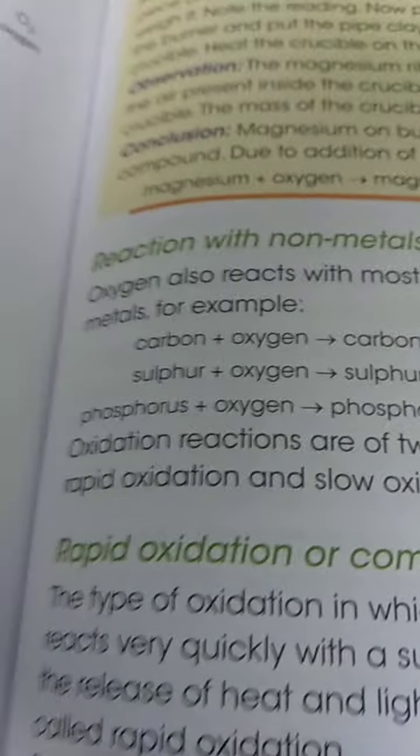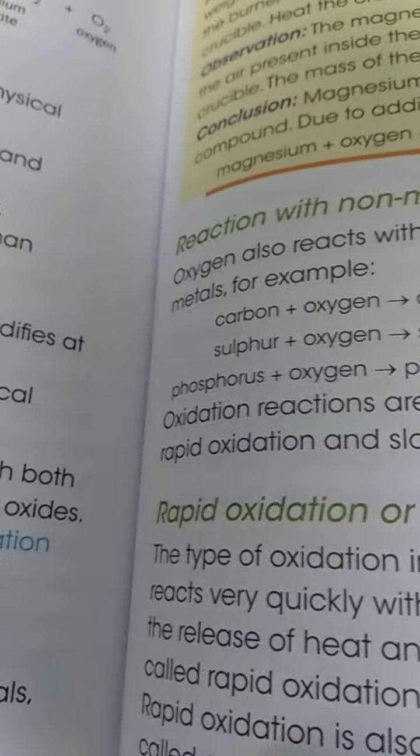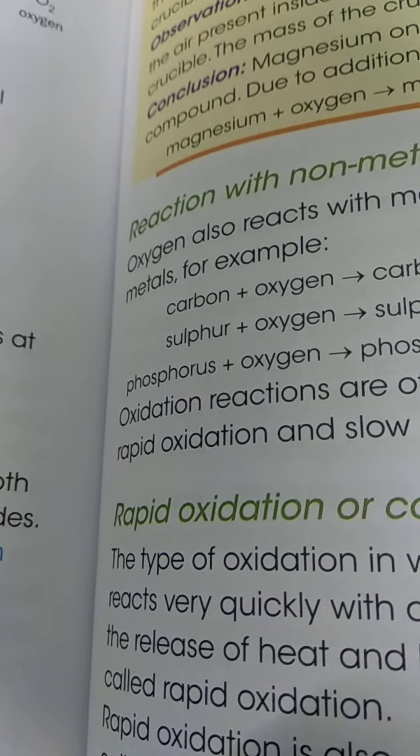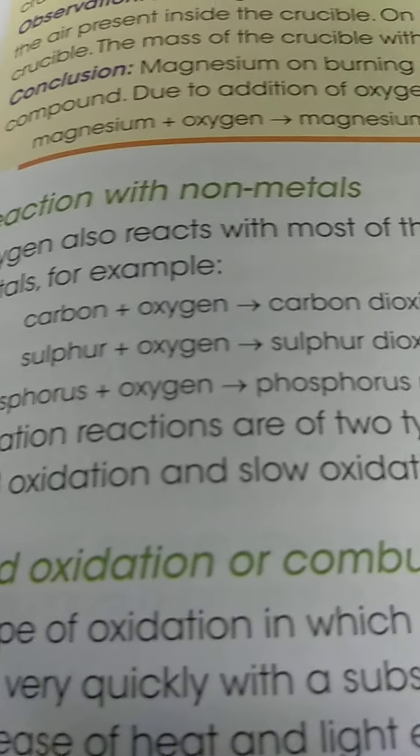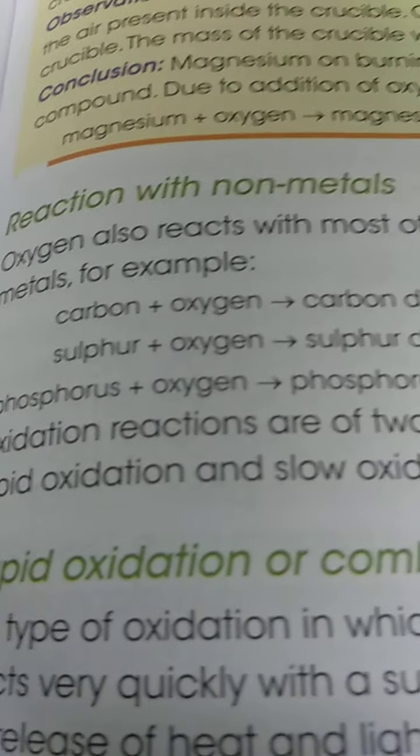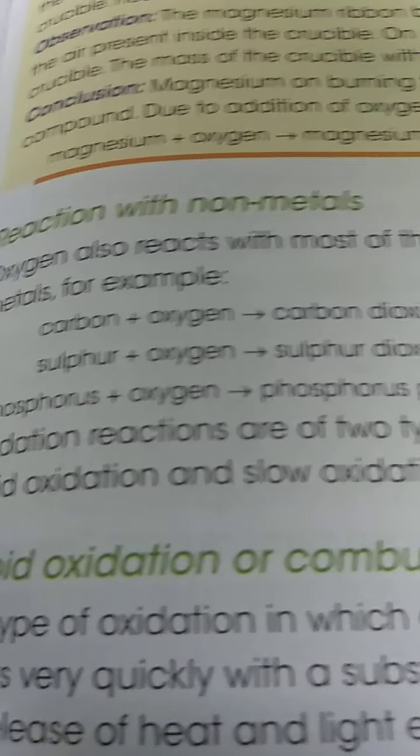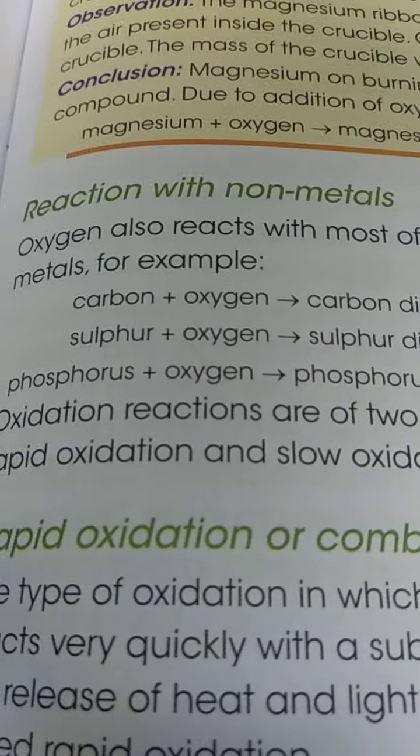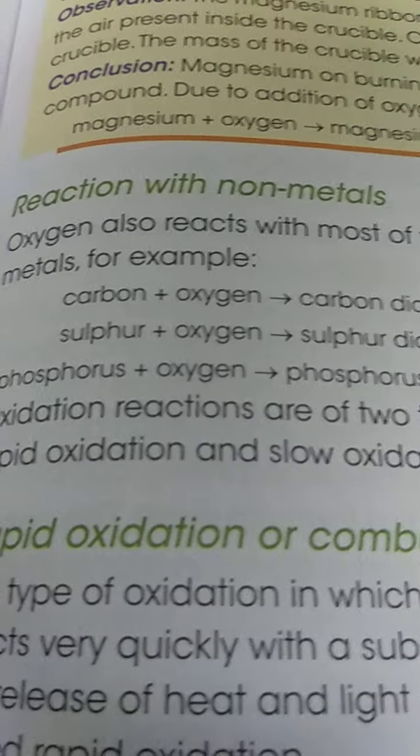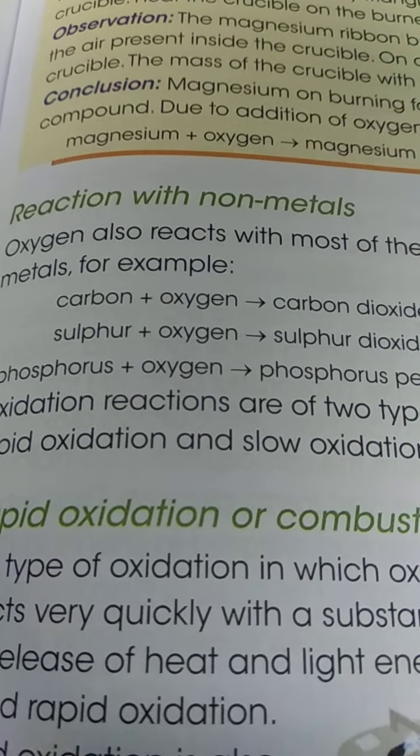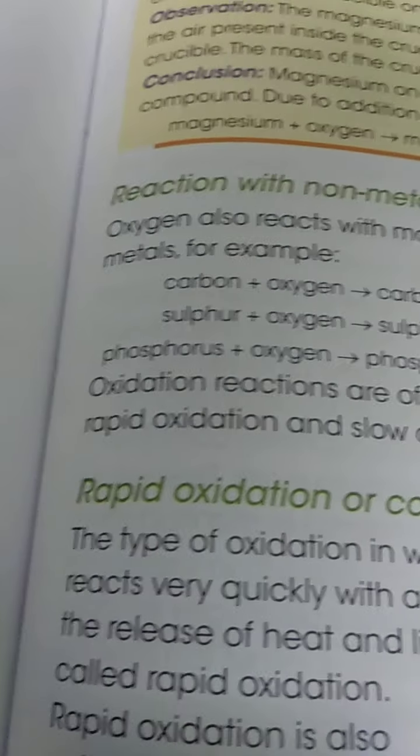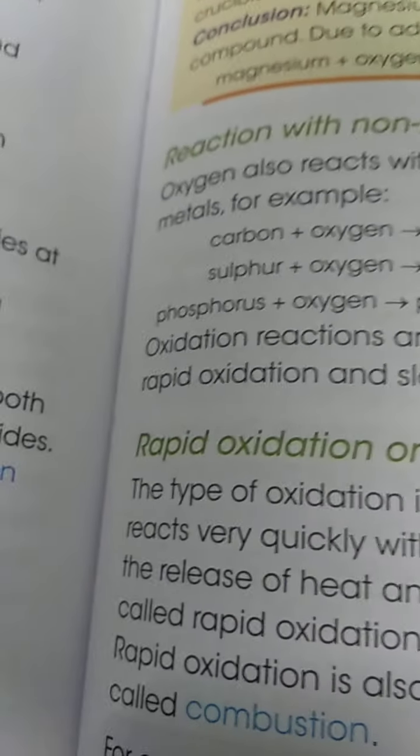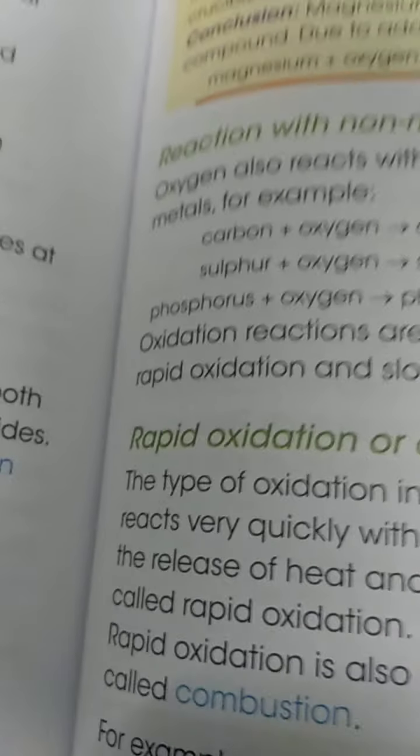When oxygen comes in contact with non-metals, it also reacts with most of them, like carbon and oxygen giving carbon dioxide, sulfur and oxygen giving sulfur dioxide. Phosphorus and oxygen become phosphorus oxide. Oxidation reactions are of two types. What are they? They are rapid oxidation and slow oxidation.